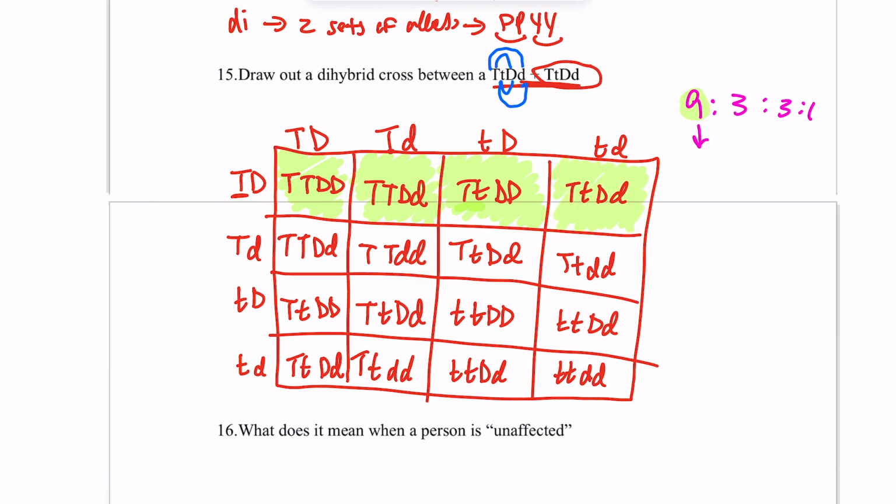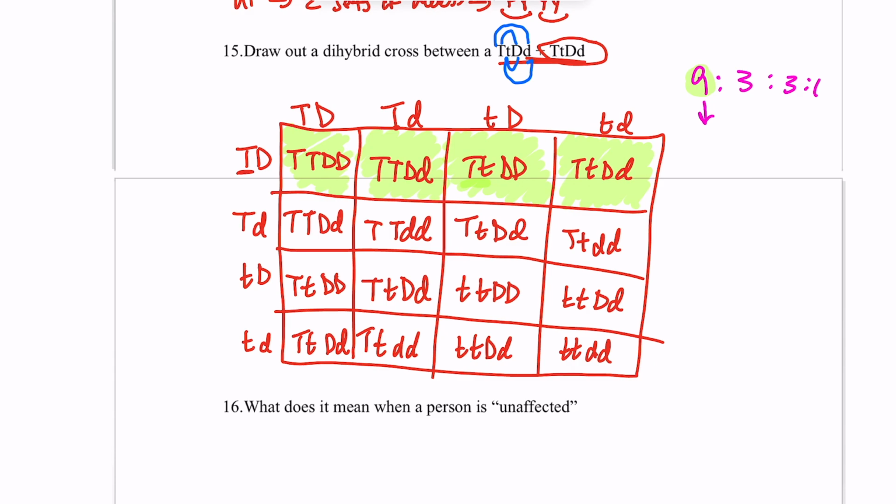And then that'll be the same for this one right here, this one right here, this one right here, this one right here, and this one right here. All these green ones are dominant in every single trait. It's dominant in T and it's dominant in D. If we count these up, that's 1, 2, 3, 4, 5, 6, 7, 8, 9. So that's where the 9 comes from. 9 is dominant in all traits.